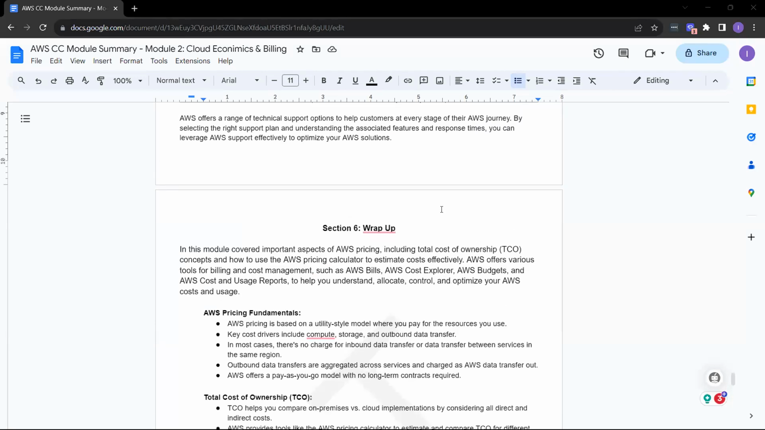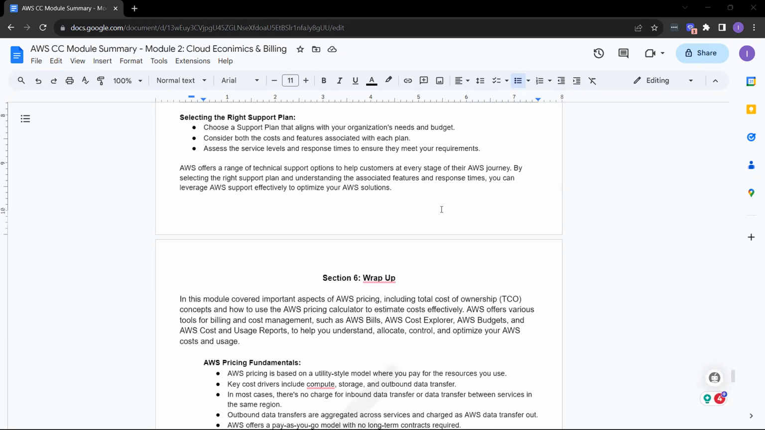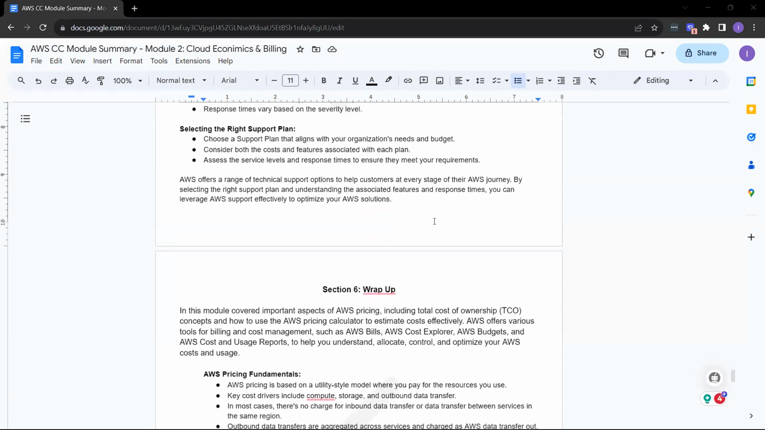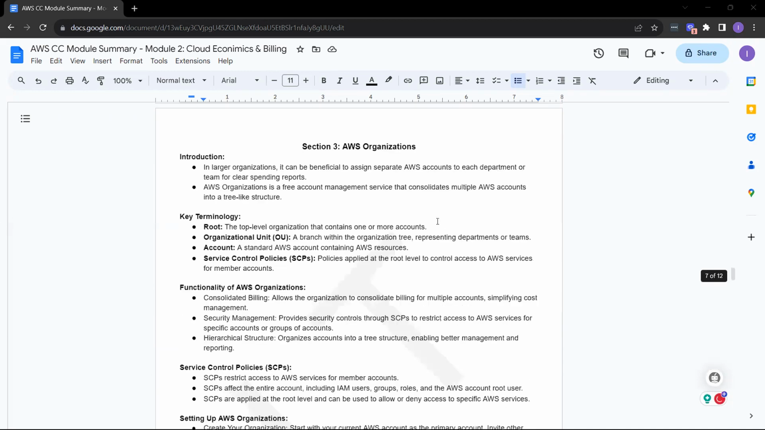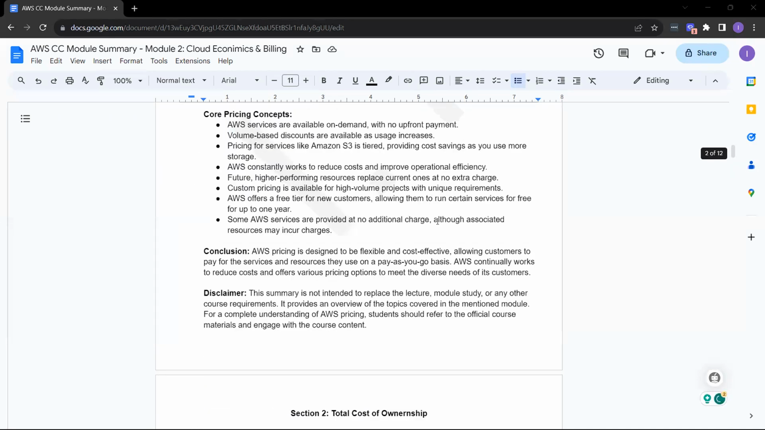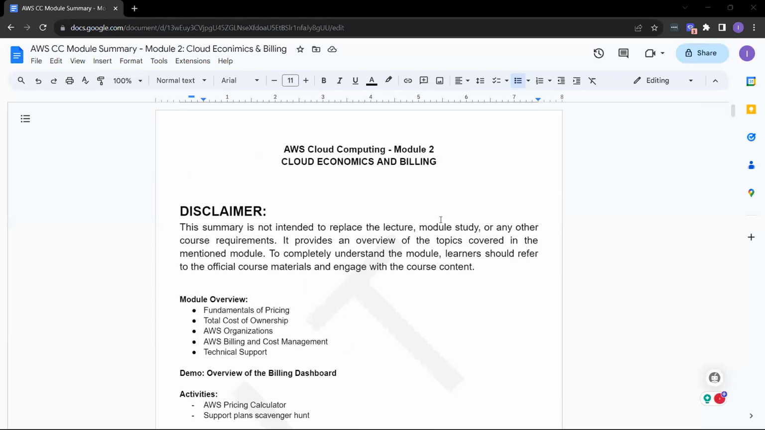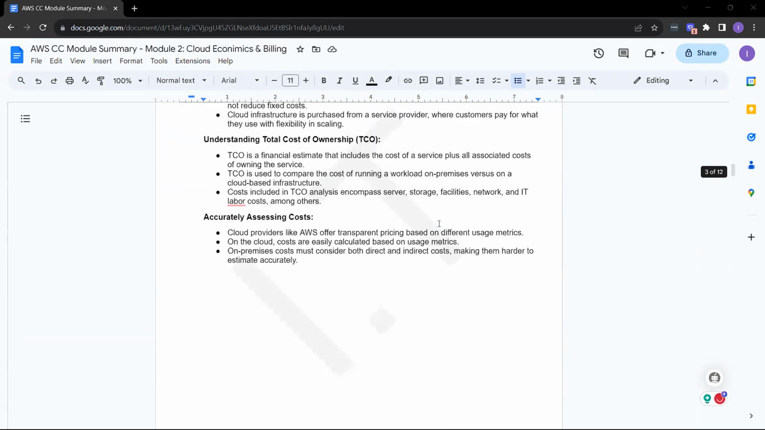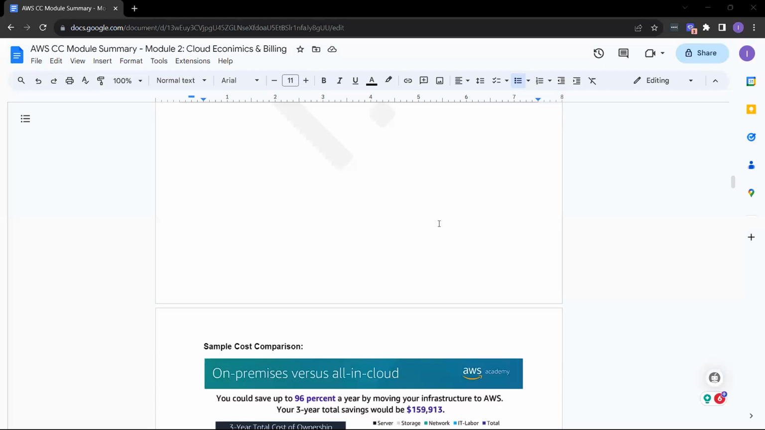So I think that is basically about the economics and billing for the AWS Cloud Practitioner Module 2. If anybody has a question, you can ask before we move on. Today we said we will look at the Skill Builder questions, the CLF-C02. So in the absence of questions, additions or clarifications, we'll go straight into the questions.